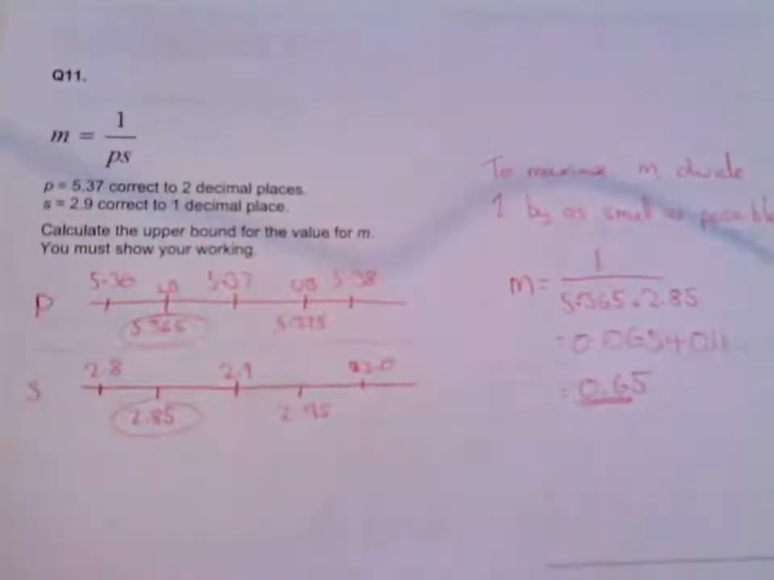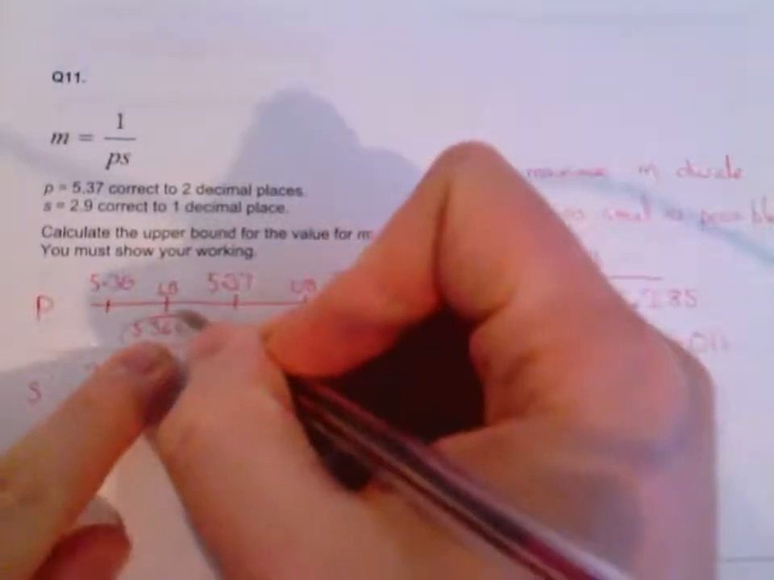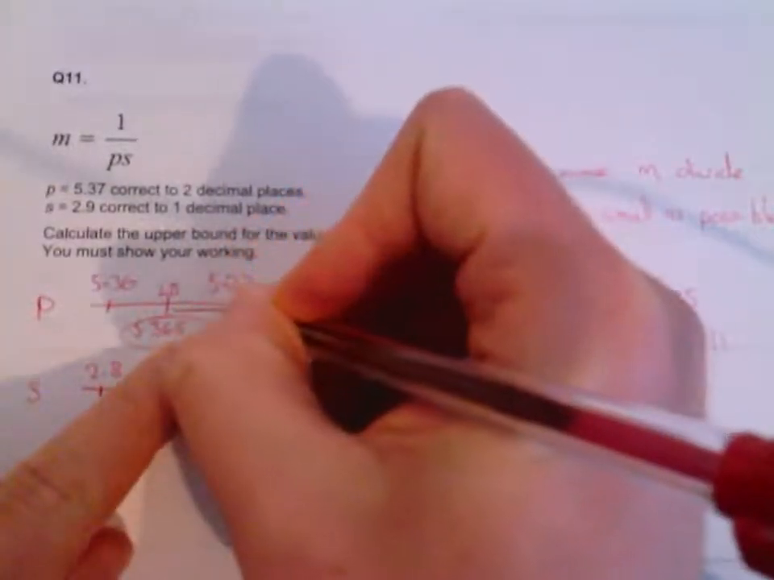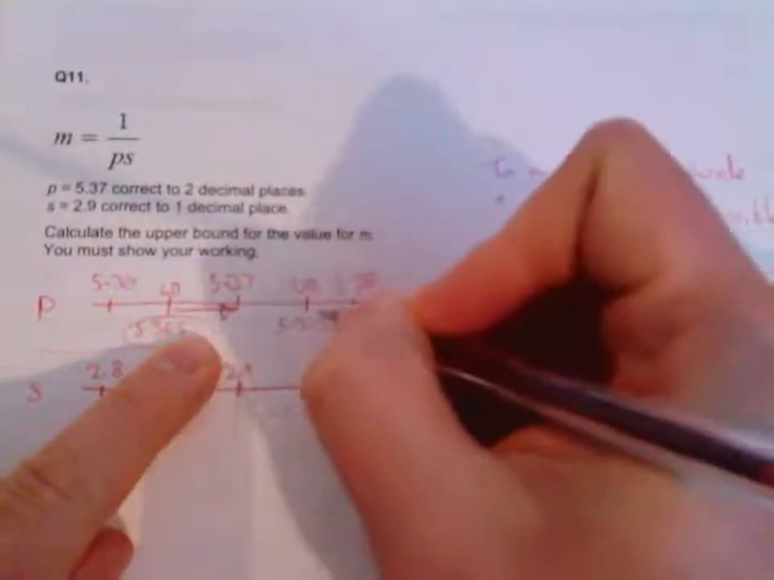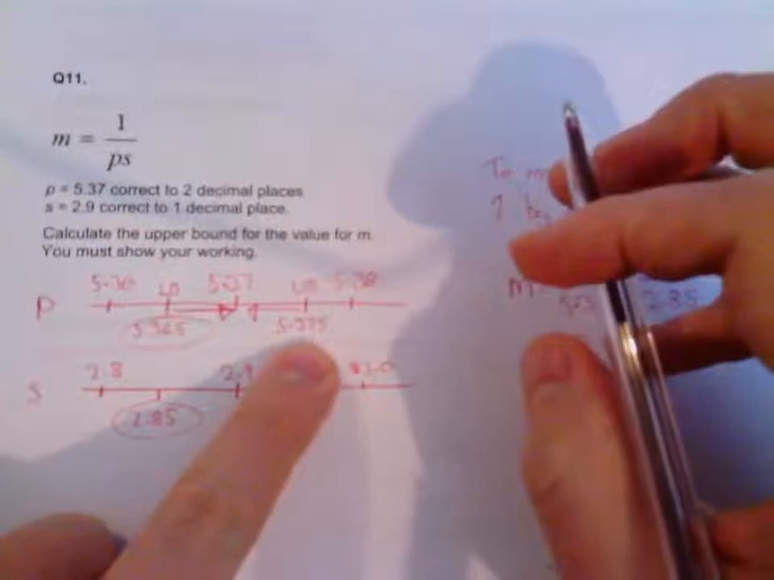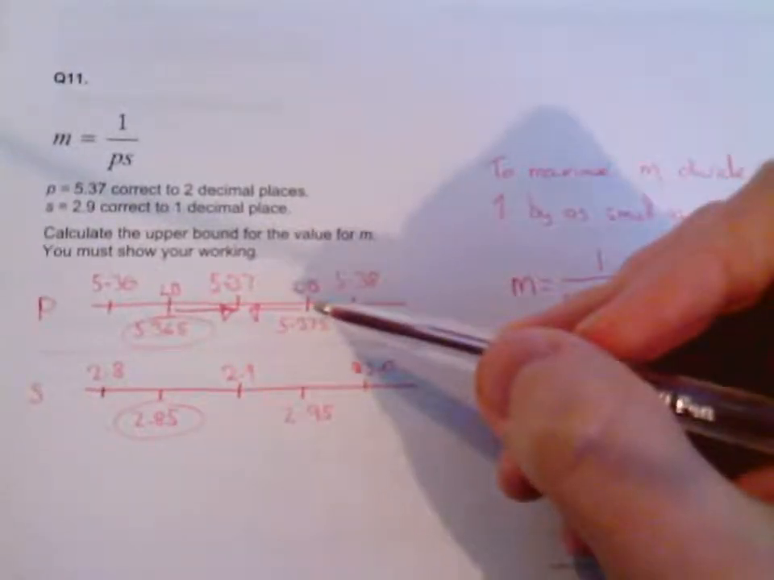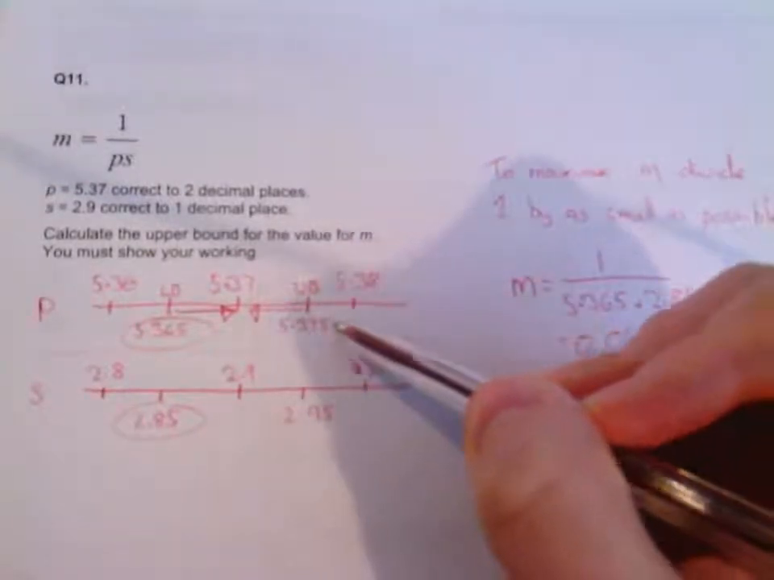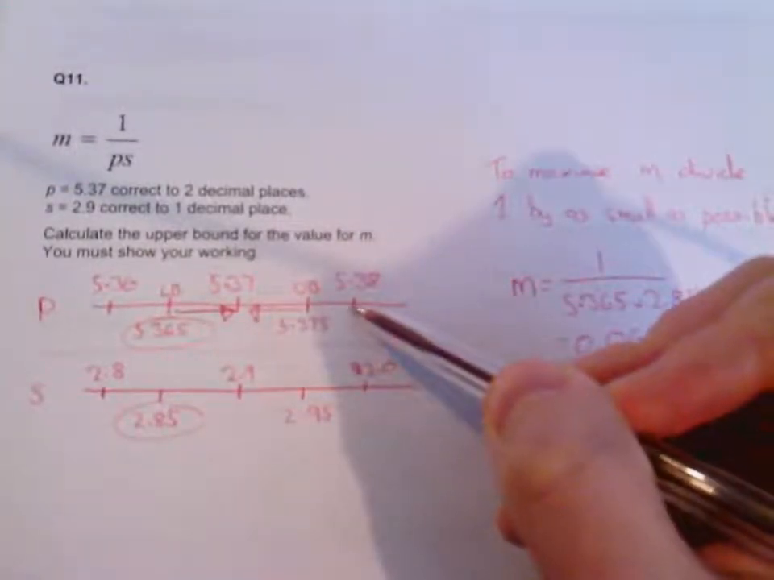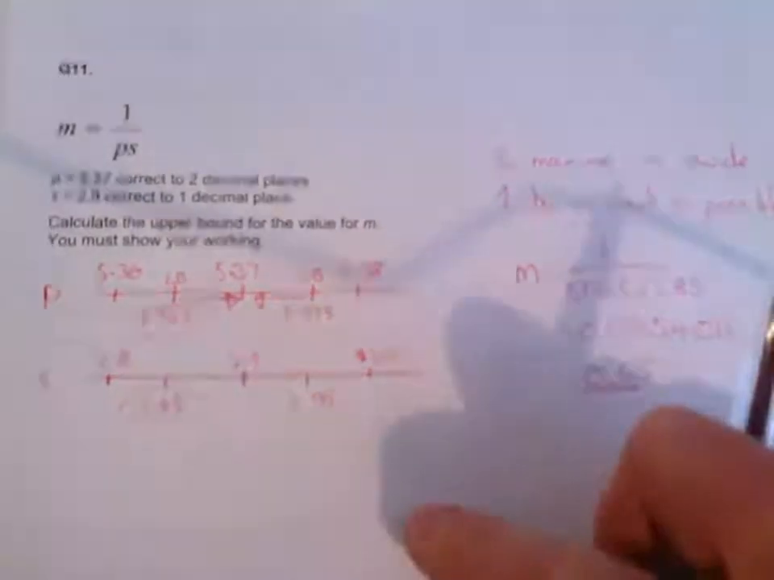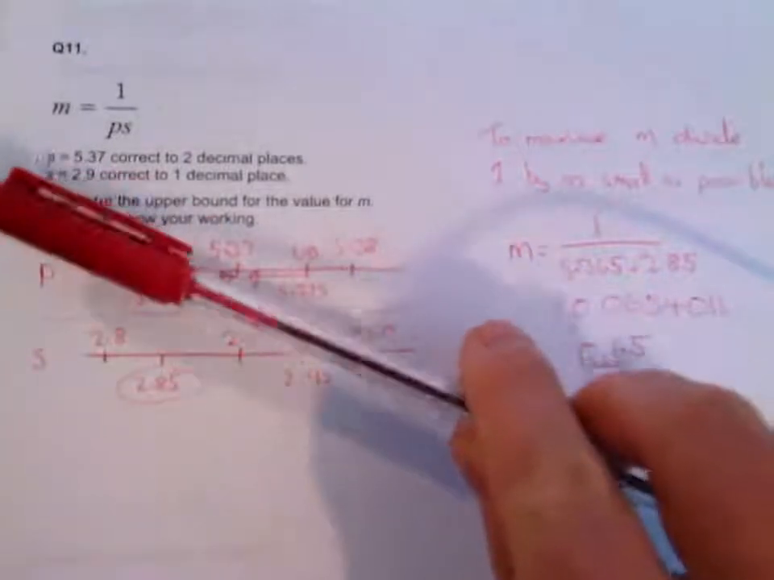That means that my upper and lower bounds are the numbers between these two that round to 5.37. Anything bigger or equal to 5.365 will round up, so all those will go up to 5.37. Anything less than 5.375 will go down. Okay, so those are my upper and lower bounds. The 5.375 itself will go up to 5.38, but we just want to know that's how we label our upper and lower bounds. Similar fashion for S.